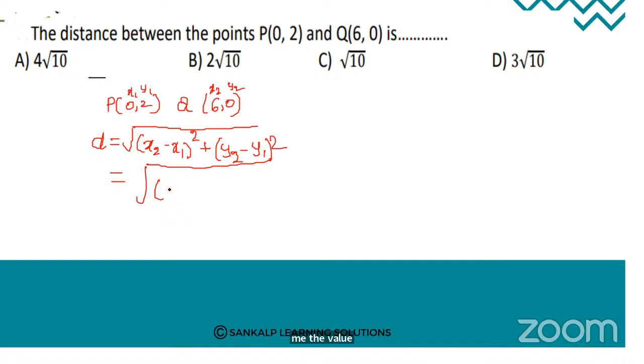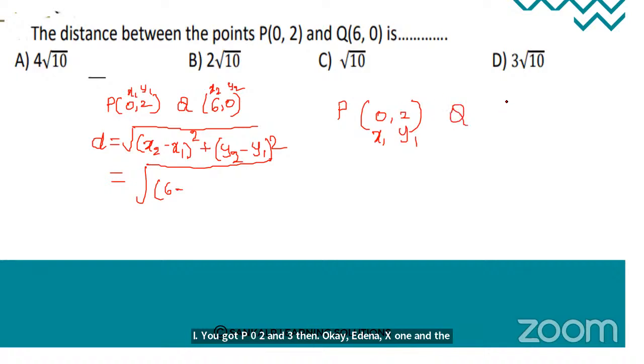Okay, now tell me the value of x2. Value of x2 is 6. Value of x1 is x1 ಎಷ್ಟಿದೆ ಇಲ್ಲಿ? ಇಲ್ಲಿ ಬರೀತೀನಿ ನೋಡಿ. ಈಗ P(0,2) ಅಂತ ಇದೆ. ಓಕೆ, ಇದನ್ನ x1 ಅಂತ ಕನ್ಸಿಡರ್ ಮಾಡಿ, ಇದನ್ನ y1 ಅಂತ ಕನ್ಸಿಡರ್ ಮಾಡಿ. Q ಎಷ್ಟಿದೆ? (6, 0) ಅಂತ ಇದೆ. ಇದನ್ನ x2 ಅಂತ ಕನ್ಸಿಡರ್ ಮಾಡಿ, ಇದನ್ನ y2 ಅಂತ ಕನ್ಸಿಡರ್ ಮಾಡಿ.